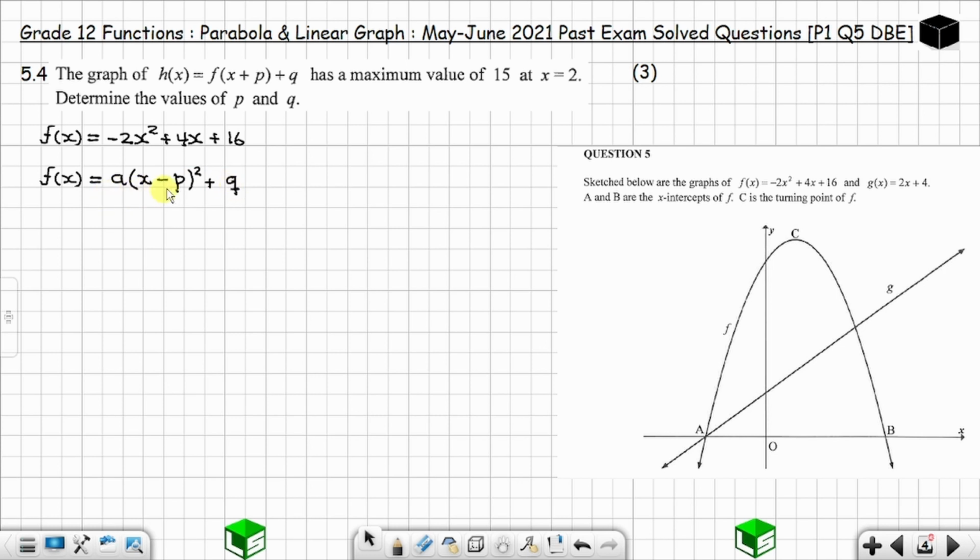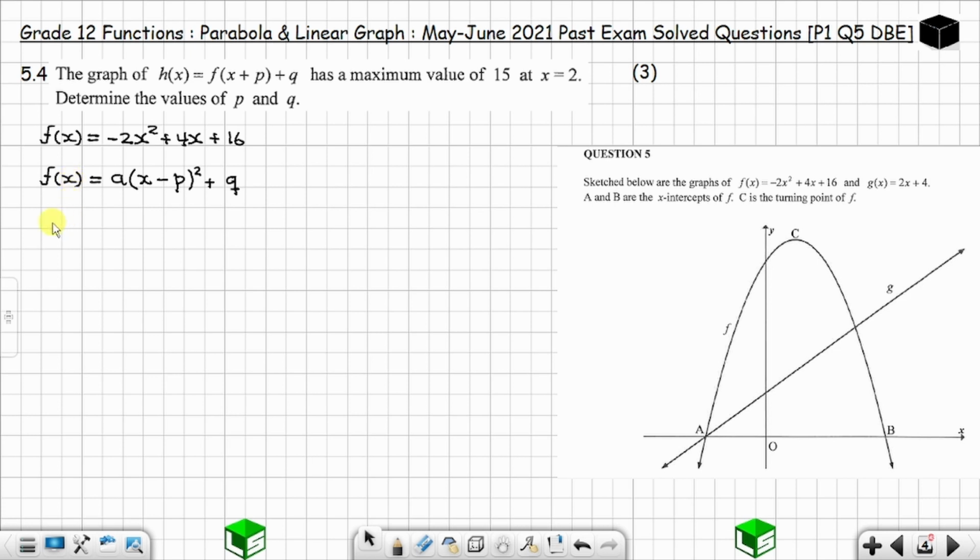So these are the p and q for f of x, but we are interested in finding the p and q for h of x. You can see f is a function inside h. So these are the p and q for f. We want to find the p and q for h, right? Let's write f of x first in this format, so that we can see the p and q for f. And then from there, we are going to find the p and q for h.